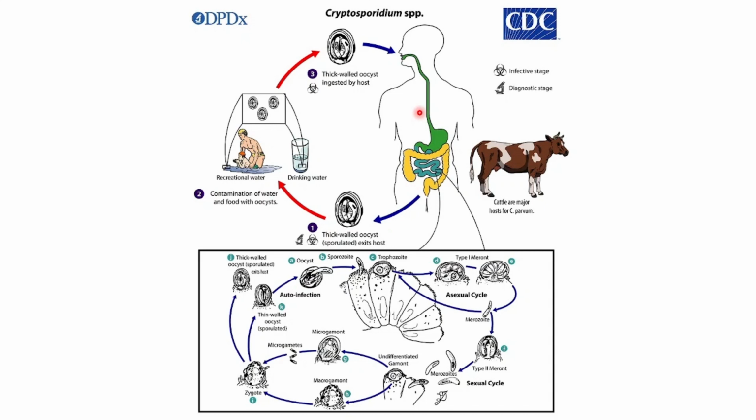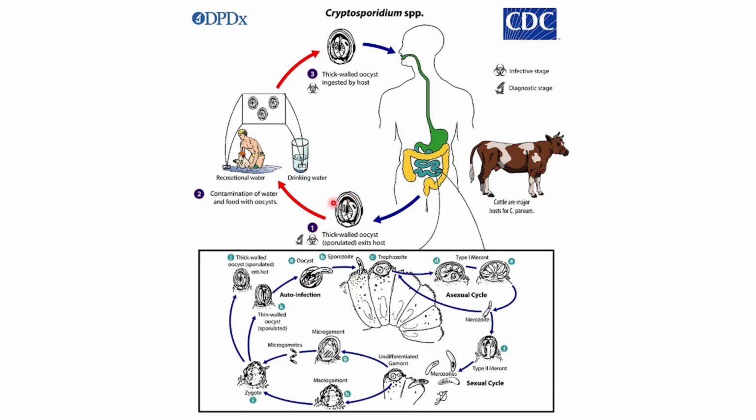Sporulated oocysts containing 4 sporozoites are excreted by the infected host through feces and possibly other routes such as respiratory secretions. Transmission of Cryptosporidium species occurs mainly through ingestion of fecally contaminated water, like drinking or recreational water, or food like raw milk, or direct contact with infected animals or people.